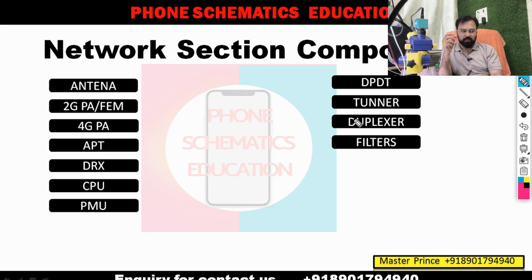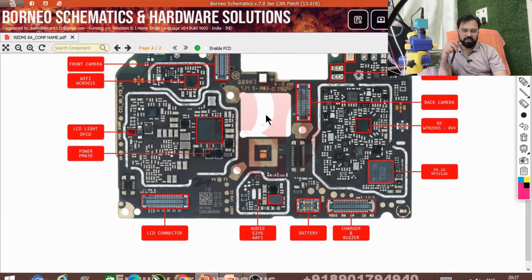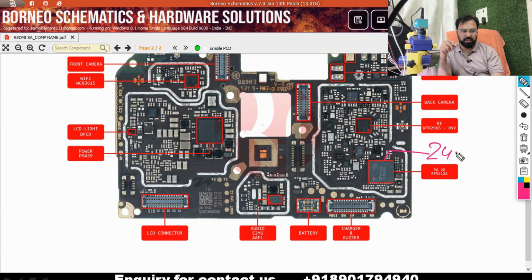Now let me show you on a motherboard also. I know my lectures are a little long and boring. So in front of you, this is the motherboard. Let me show you one by one. This is a sphere-shaped IC, the 2GPA. It's also connected with the network socket, or you can say network antenna. You will see this at this time, so you can easily confirm. We also call it RFEM, right?